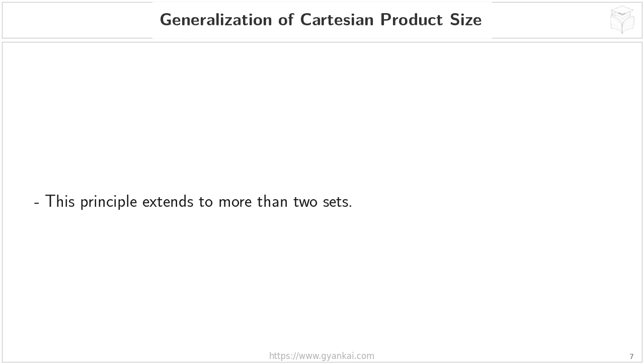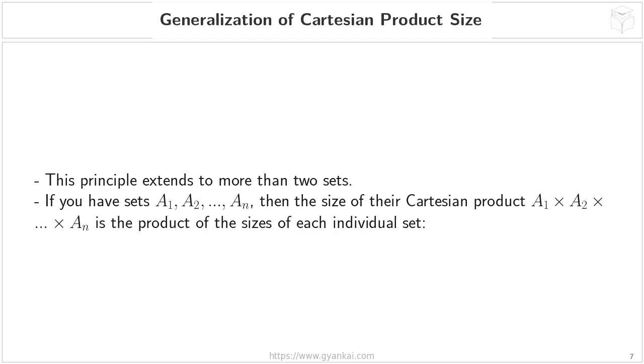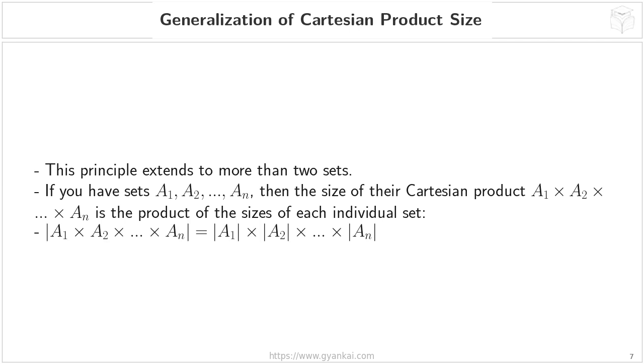Now, let's take that a step further. This slide shows us that the idea isn't limited to just two sets. We can actually extend this concept to any number of sets. Here, we're saying that if you have a collection of sets, and we're representing them as A subscript 1, A subscript 2, and so on up to A subscript n, then the size of their Cartesian product is found by multiplying the sizes of each of those individual sets together. Let me break that down.